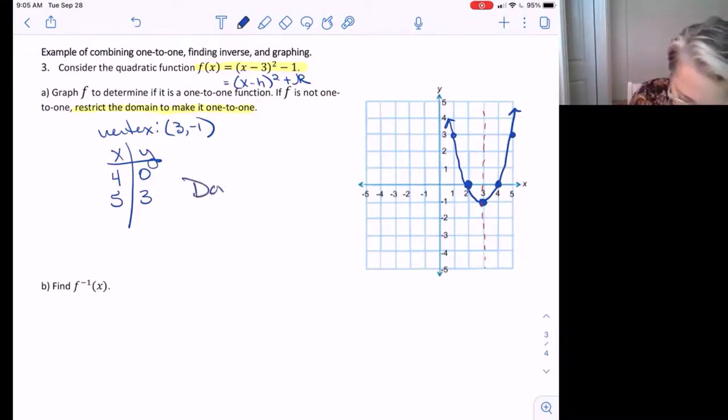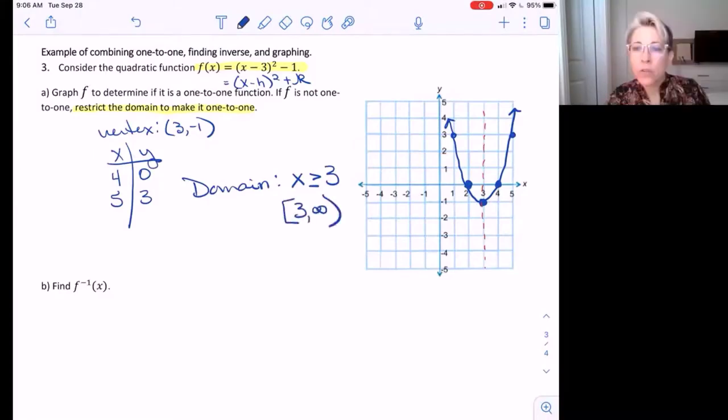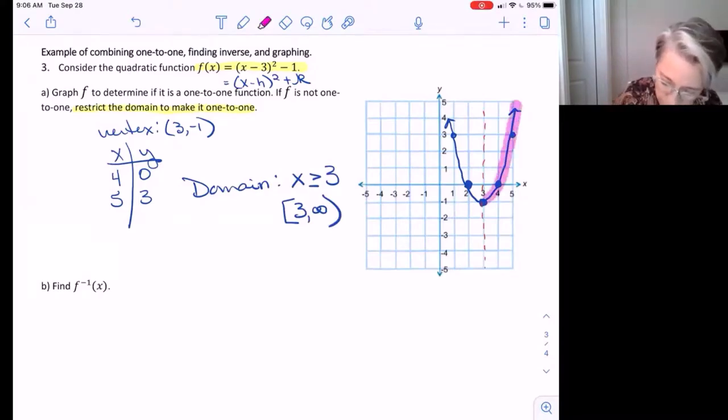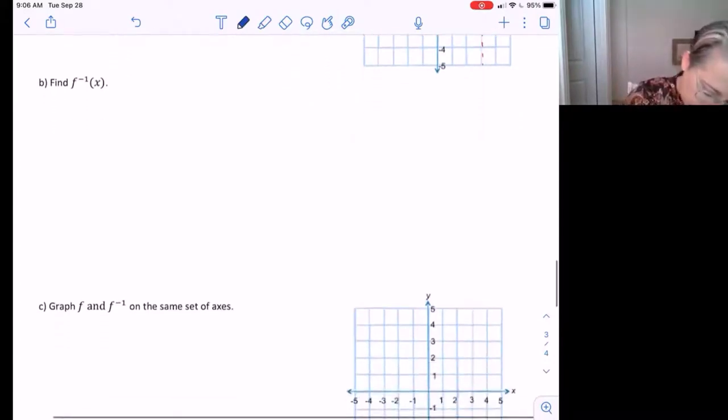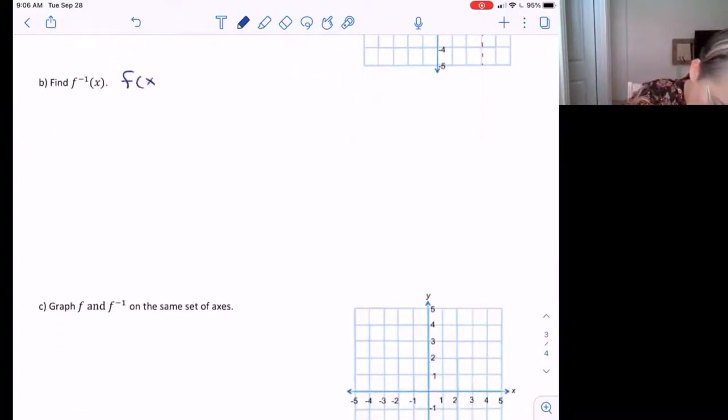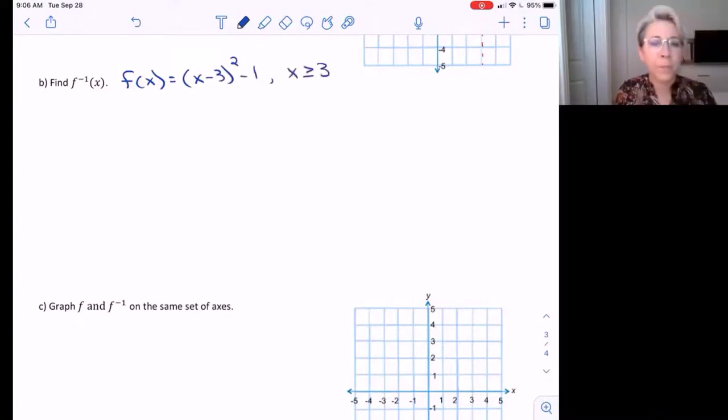So we will restrict the domain to where X is greater than or equal to 3. In interval notation, that would be 3 to infinity. So that means we would only take a look at this part here to the right. That part of the graph would be one-to-one. So if we're asked to find F inverse of X, and again, let's recall that F of X is (X minus 3) quantity squared minus 1, where X is greater than or equal to 3. We've restricted the domain, so it's one-to-one.